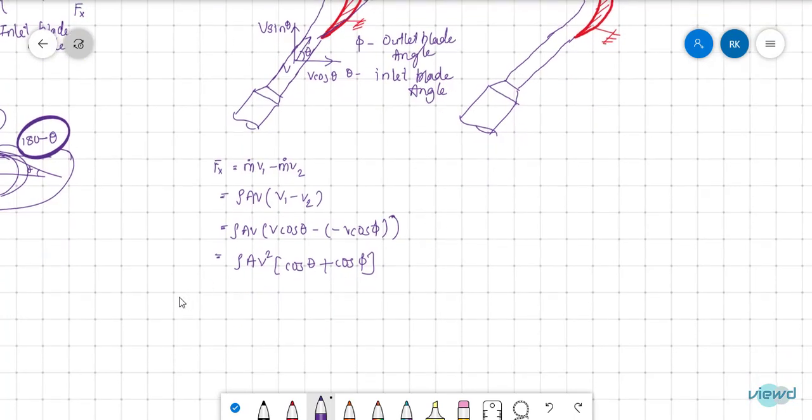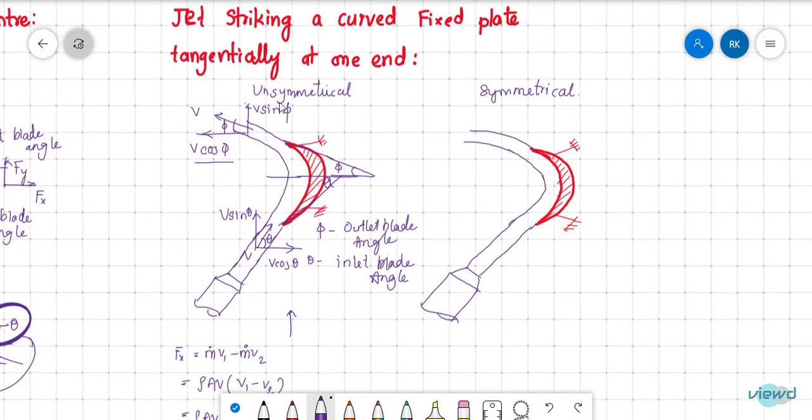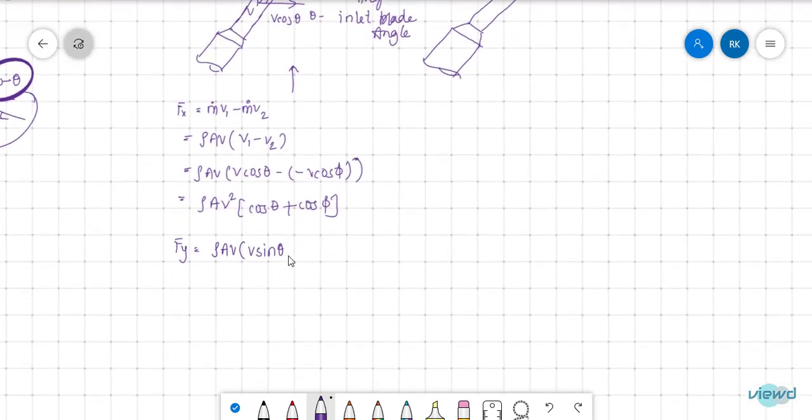So what is Fy? Fy is equal to rho AV, this is the mass flow rate, and V1. V1 is V sin theta. So V sin theta, and the leaving velocity is V sin phi, minus V sin phi, since both are in same direction. So there will be no minus sign for this. So taking V outside, rho A V square into sin theta minus sin phi.